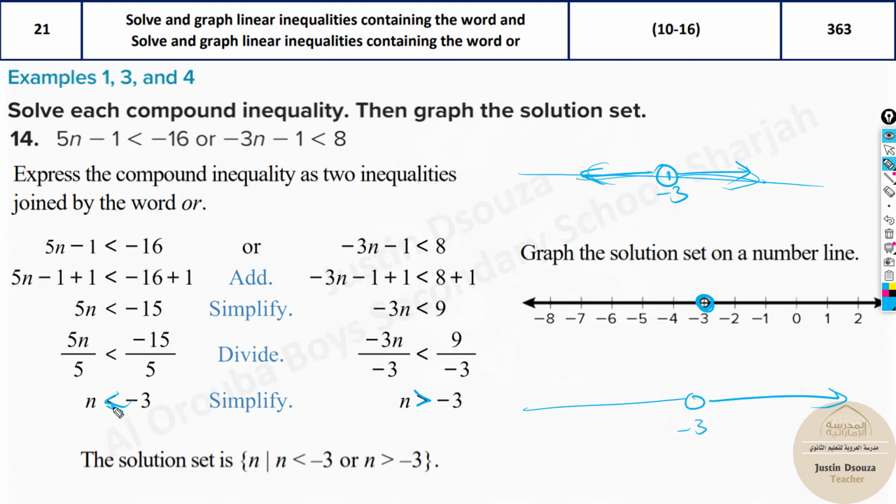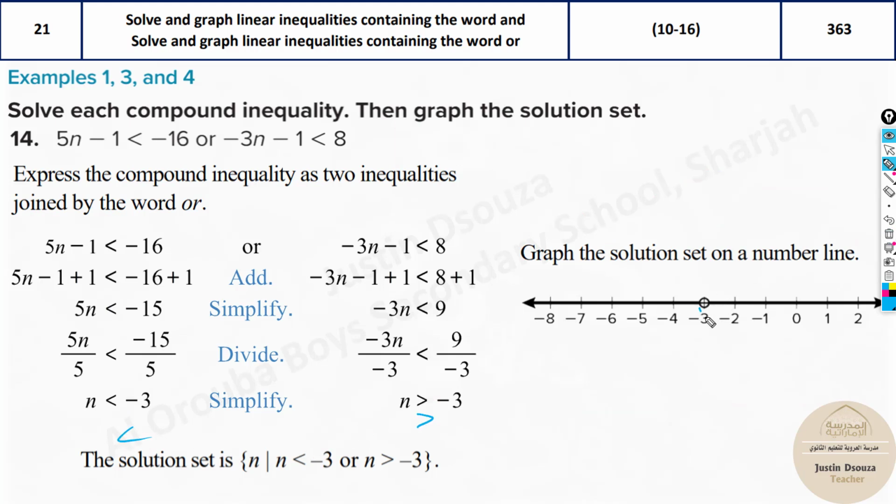But if it was less than or equal, greater than or equal, then it would be just all real numbers. All real numbers are the solution because even 3 is included. When it is only less than or greater than, like this, the number 3 is not included, and all the other numbers are included.